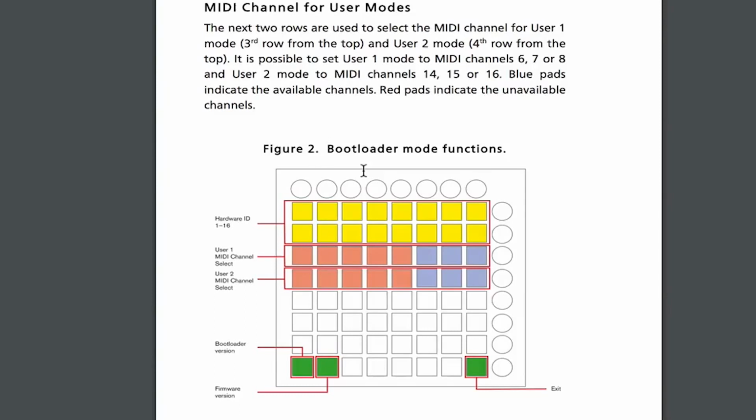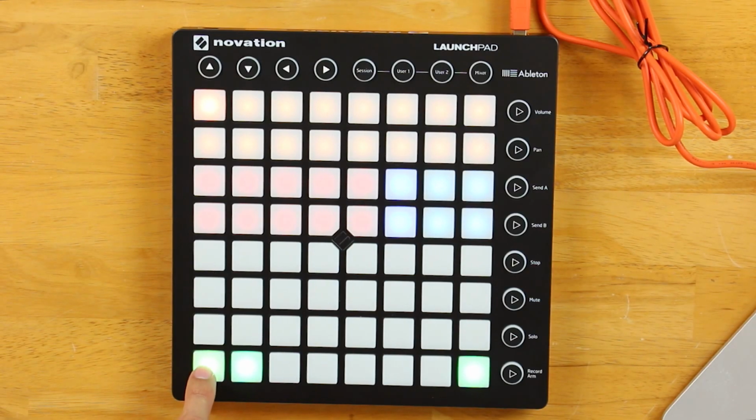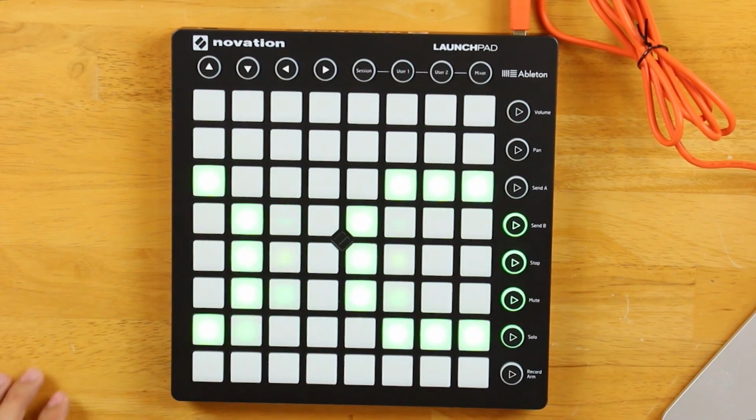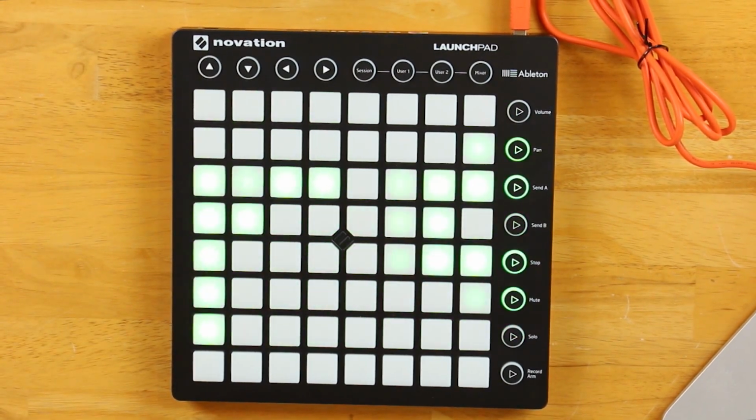The top 2 rows are going to be your hardware ID 1 through 16. You also have a user 1 MIDI channel select and a user 2 MIDI channel select on these bottom rows. This will show me the bootloader version flashing across the screen. This will show me the firmware version flashing across the screen. And then this will exit this mode.